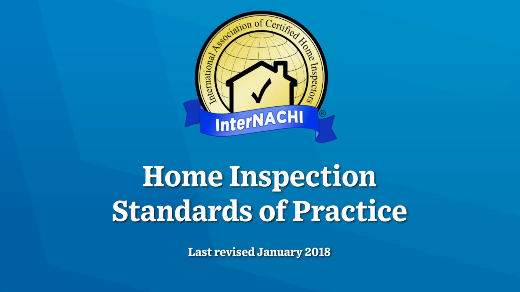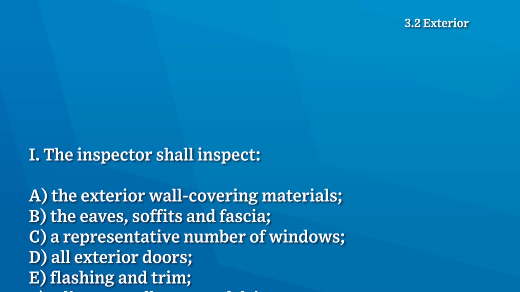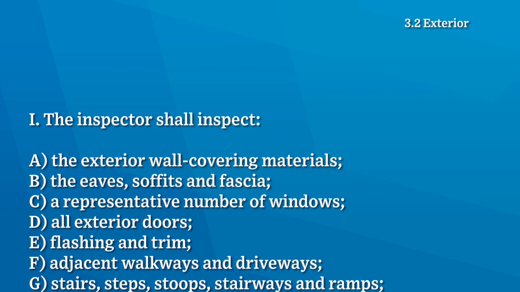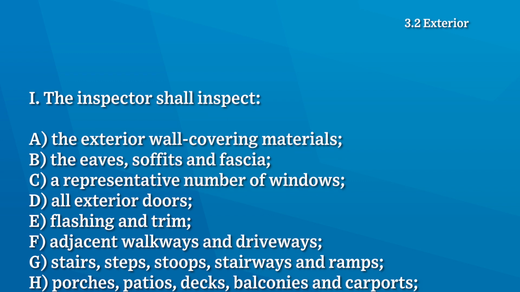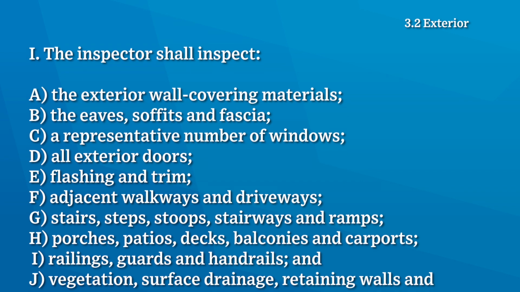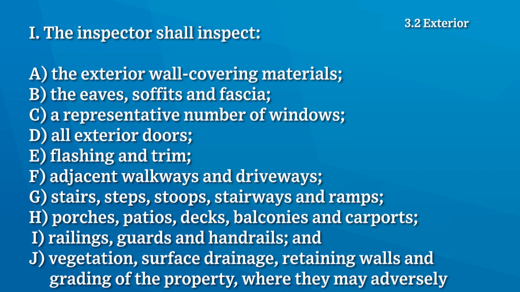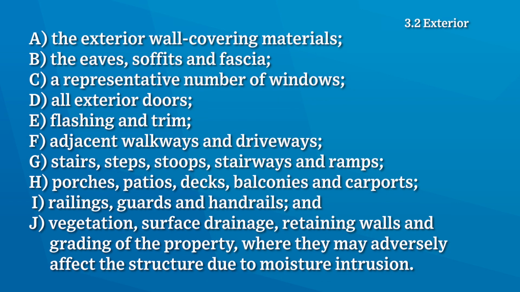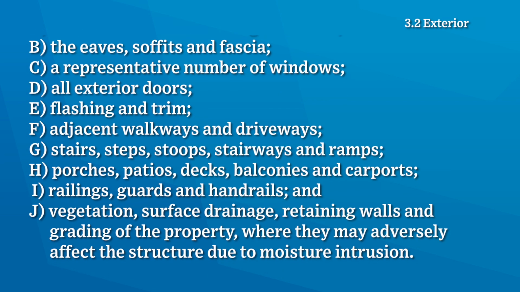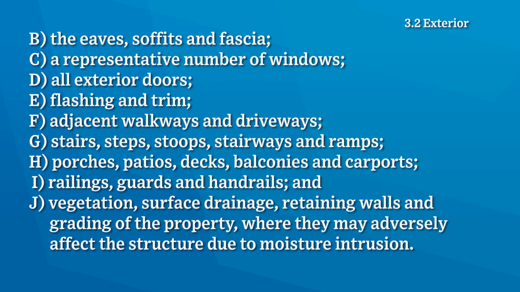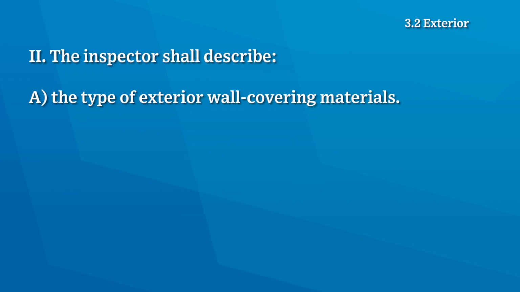According to the InterNACHI Home Inspection Standards of Practice, the inspector shall inspect the exterior wall covering materials, the eaves, soffit, and fascia, a representative number of windows, all the exterior doors, flashing and trim, adjacent walkways and driveways, stairs, steps, stoops, stairways, and ramps, porches, patios, decks, balconies, and carports, railings, guards, and handrails, and vegetation, surface drainage, and retaining walls and grading around the property where they may adversely affect the structure due to moisture intrusion.